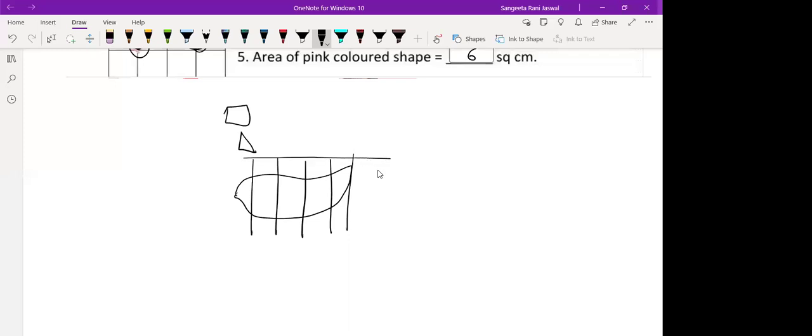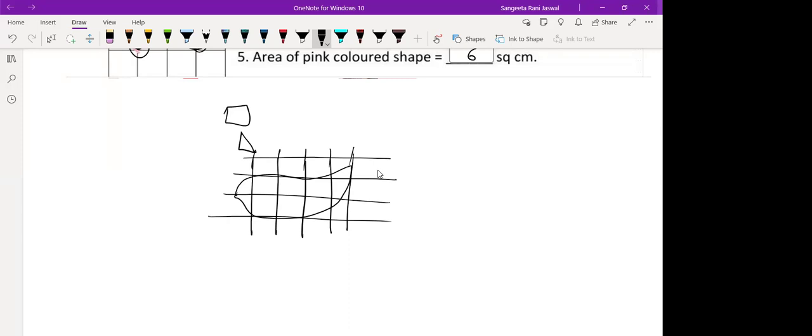Ma'am, if the square is greater than half, then we count it as one full square. When it's less than a half, then we don't count it. Very nice. Very good, Harshit.